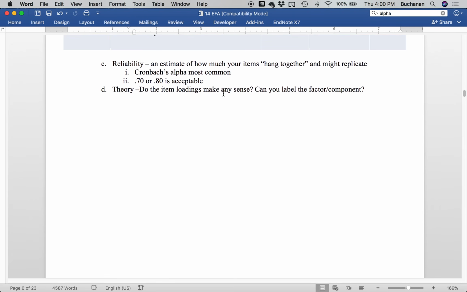Another thing we can do to test the adequacy of our model is look at the reliability. Reliability is kind of like how much these items hang together. Cronbach's alpha is the most common. 0.7, 0.8 is acceptable.